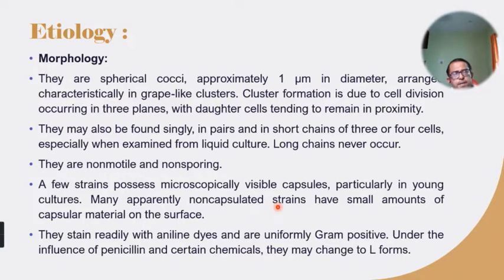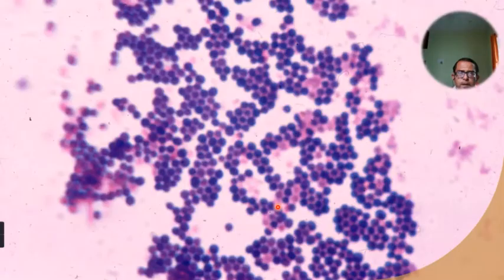Now, these bacteria can be easily stained with aniline dyes, and they are uniformly gram-positive. Under the influence of penicillin and certain chemicals, they may change to L form of bacteria. Here you can observe Staphylococcus aureus arranged in clusters, which look like a bunch of grapes.